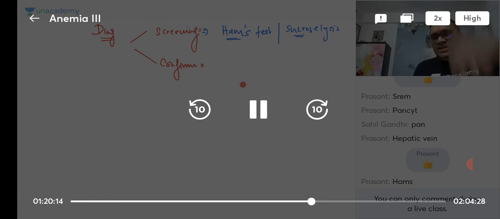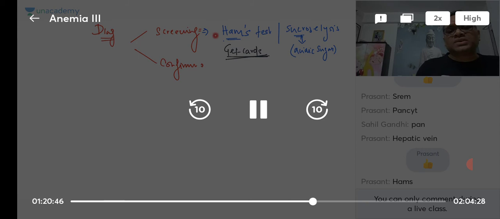Same principle: you add an acidic solution to the blood sample and check the result. The acidic solution will activate the complement pathway. In a normal individual, no hemolysis; in a PNH individual, hemolysis. That is the same for Ham's test also. And sucrose, why sucrose? Because sucrose creates an acidic pH. Nowadays we are doing the gel card test. So just remember it for namesake. The gel card is used for the same thing. So these are the screening tests.